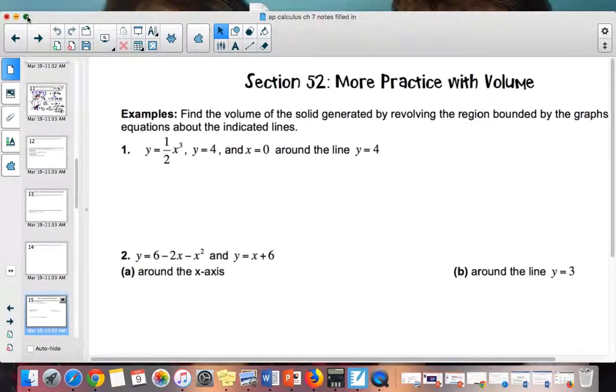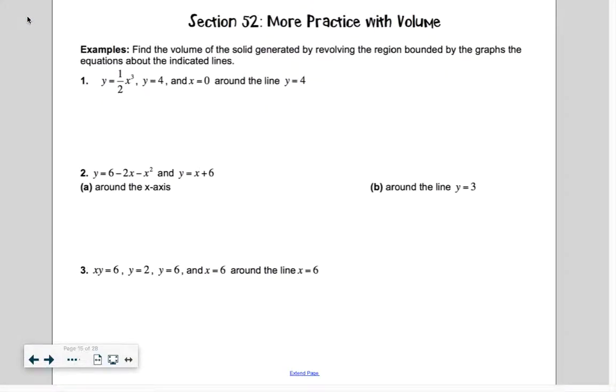2 is on more practice with volume, so I meant to do this before we did the cross sections, but I didn't, so it's kind of good that we're doing this after spring break.